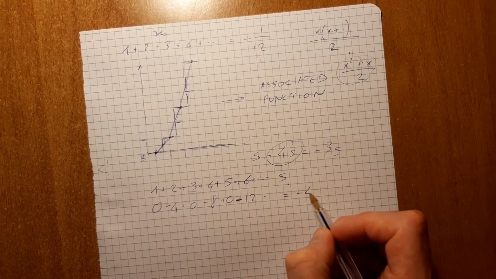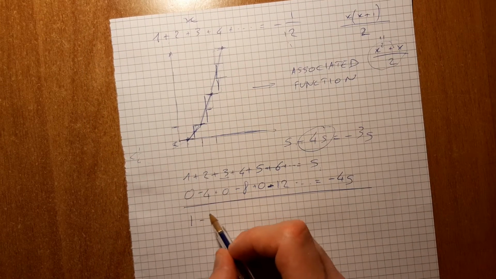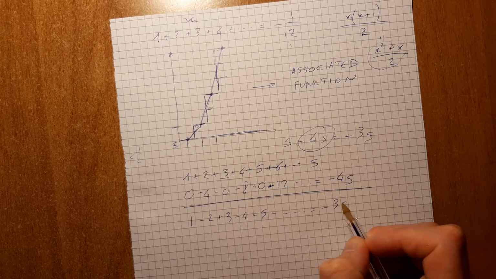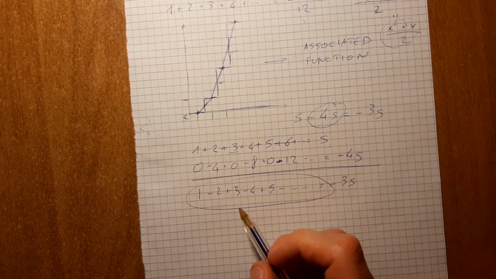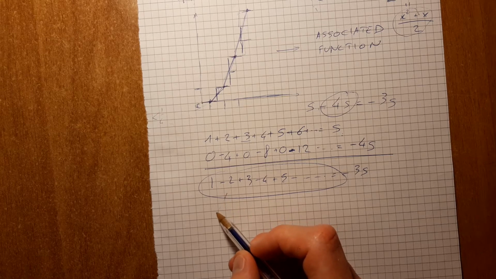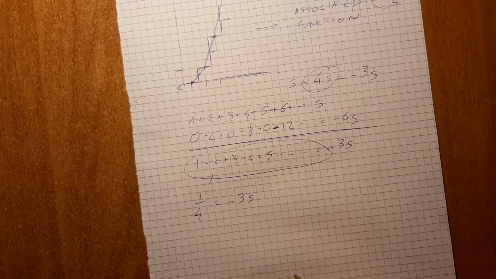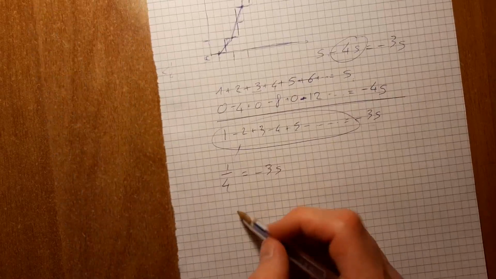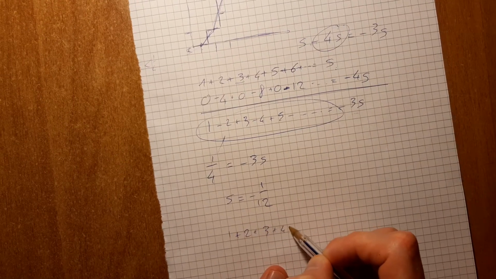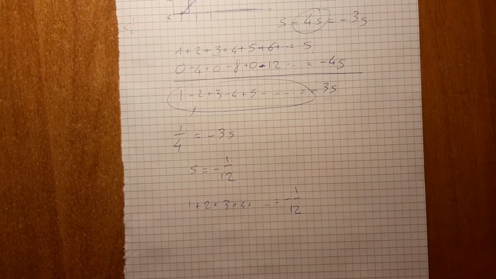This is minus 4S. I'm doing the sum vertically. 1 minus 2 plus 3 minus 4 plus 5 minus and so on equals minus 3s. This we already saw. So it's equal to 1 over 4, which is equal to minus 3s here. So s equals minus 1 over 12. 1 plus 2 plus 3 plus 4 plus and so on equals minus 1 over 12.